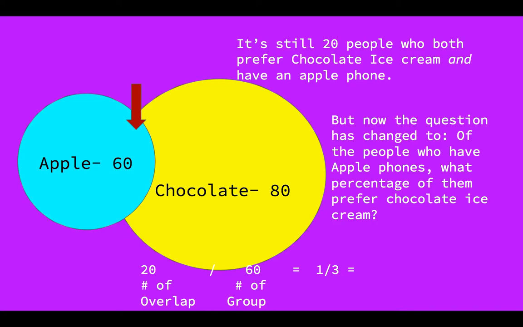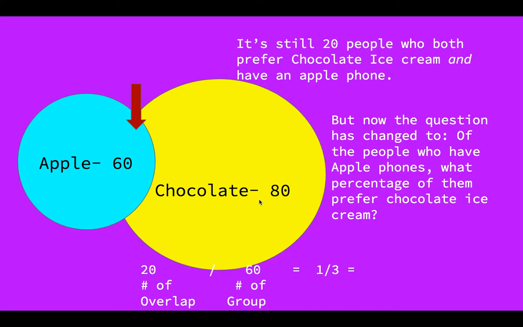But now the question has changed. Of the people who have the Apple iPhones, what percentage of them prefer chocolate ice cream? It's still 20 people, but the percentage is different because now we're saying of the people, right? So we're starting with this group. Of these 60 people, what percentage of them like chocolate ice cream? So now the number of overlaps is still the same, 20 folks, but now it's out of 60 because the group we're looking at are Apple users, not people who like chocolate ice cream.